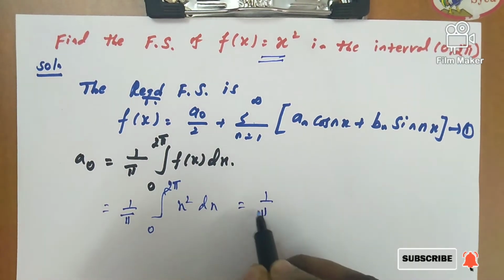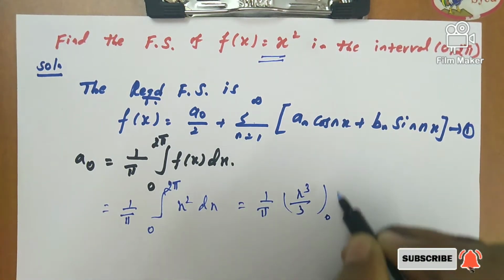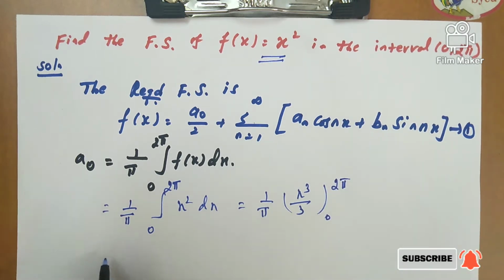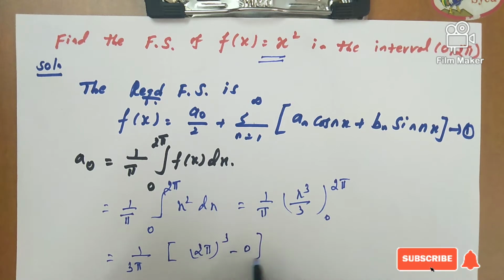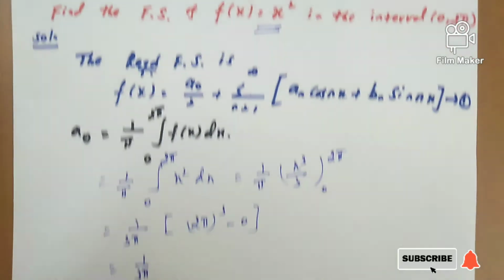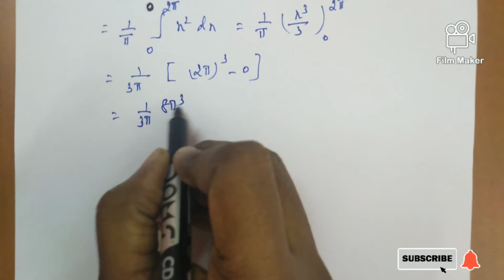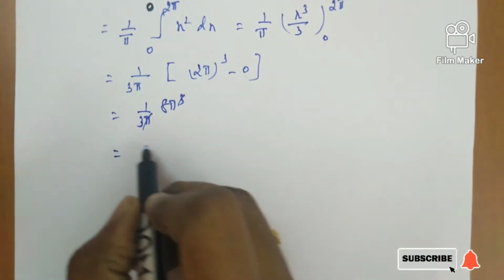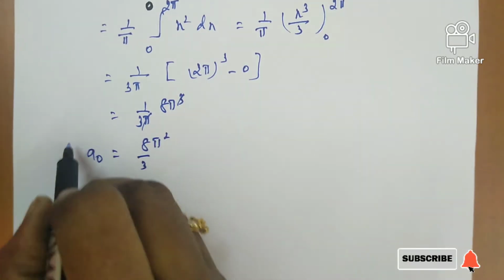So 1 by pi, integration of x square is x cube by 3 with the limit 0 to 2 pi. So 1 by 3 pi, 3 is a constant you can take outside. Apply the upper limit 2 pi the whole cube, upper limit minus lower limit, which is 0. So minus 0. Here it is 1 by 3 pi, 2 pi cube means we get 8 pi cube. So we can cancel the pi and we get the answer as 8 pi square by 3. This is our a naught.